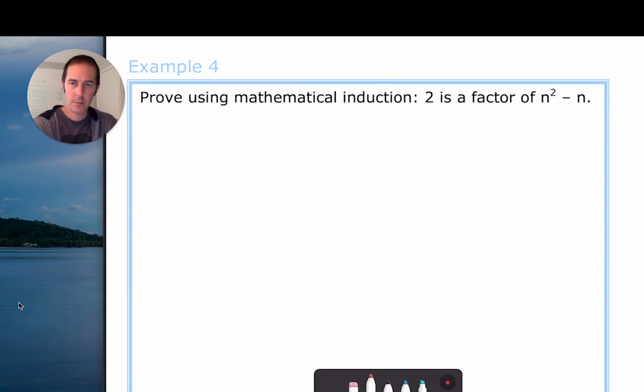This problem, interestingly, is very similar to the very first example that we saw in our notes in this section, where 3 was a factor of something. Now 2 is a factor of something. And what did it mean to be a factor of something? Is 2 a factor of 12? Yes. Why? Because 2 times something else can equal 12. So that's what it means to be a factor of.